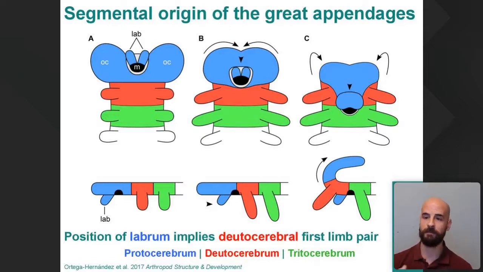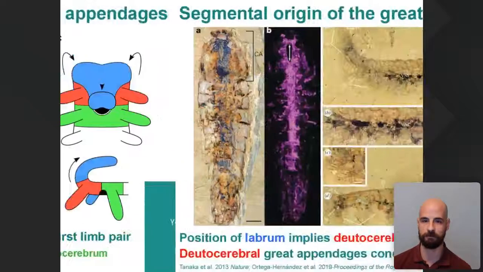But then as all of the morphogenetic changes occur during embryogenesis and particularly organogenesis, the mouth and the labrum basically move backwards in the germ band until they end up sandwiched in between the first pair of limbs, the deuterocerebral pair of limbs. Because of this, if we see the labrum in an arthropod, we have a very strong sense of two things. One is that the protocerebral appendages are expressed as the labrum itself, and the second is that the first pair of appendages has to be deuterocerebral, because the previous ancestral pair of appendages is already expressed in the labrum itself.